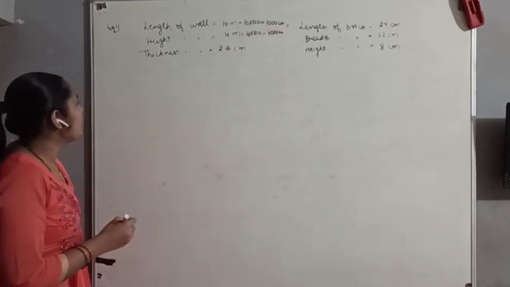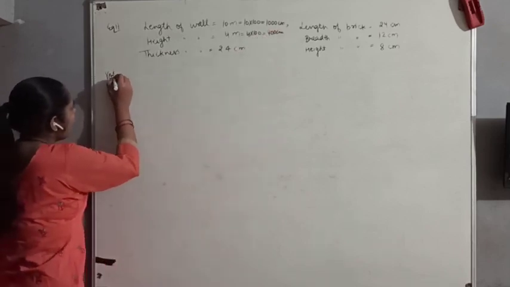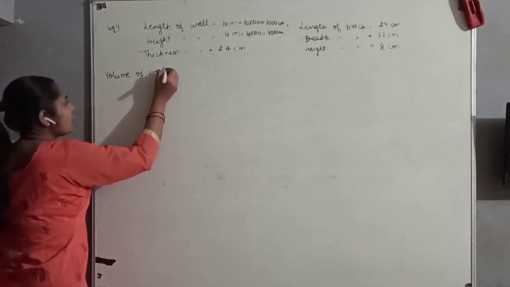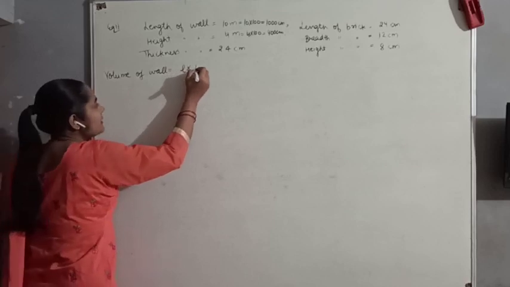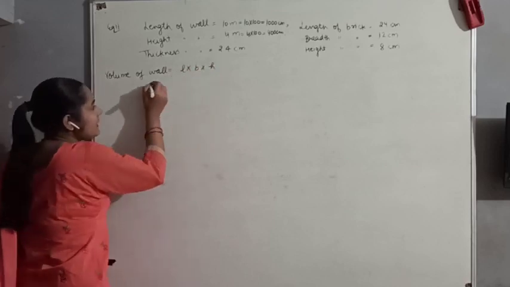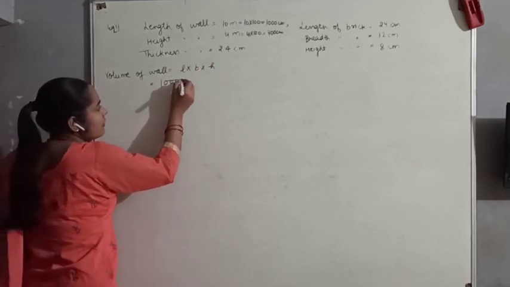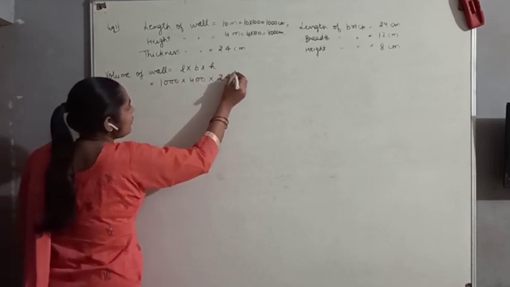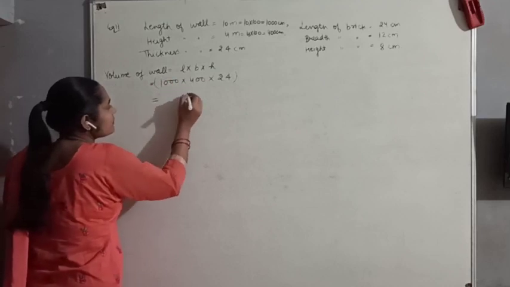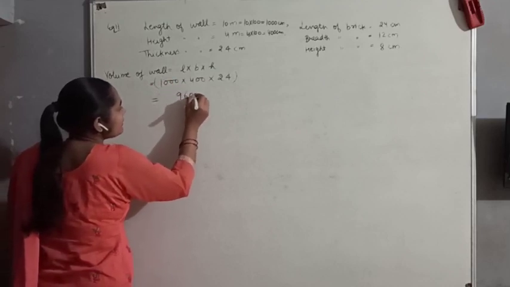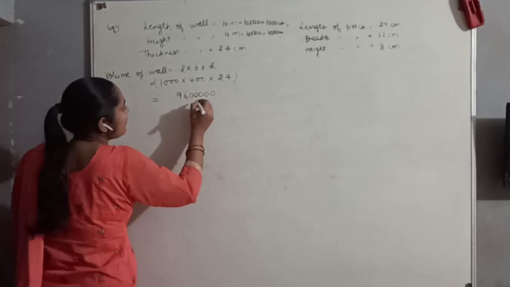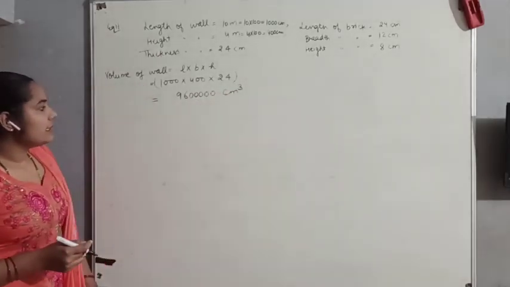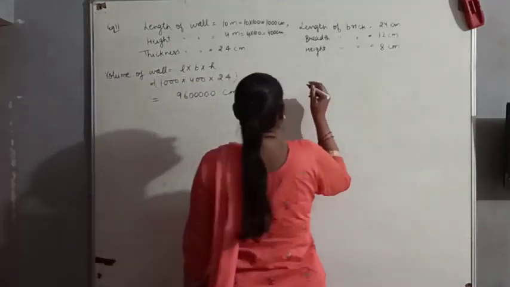Now we find volume of wall. Volume of cuboid is length into breadth into height, that is equal to 1000 multiply with 400 multiply with 24, that is equal to cubic centimeter. Clear? 96 lakh cubic centimeter.